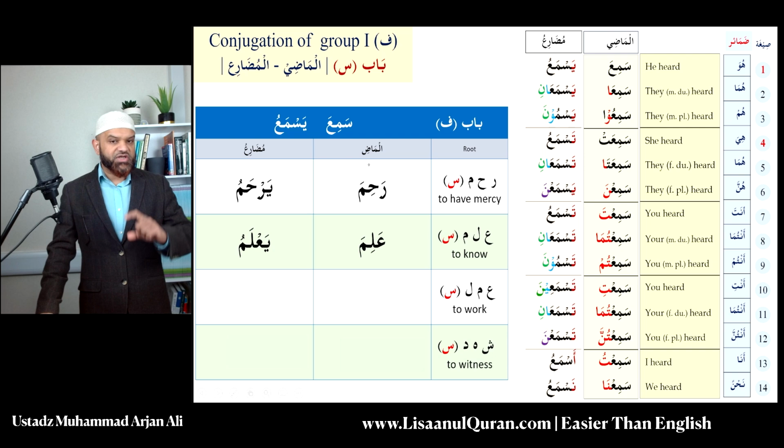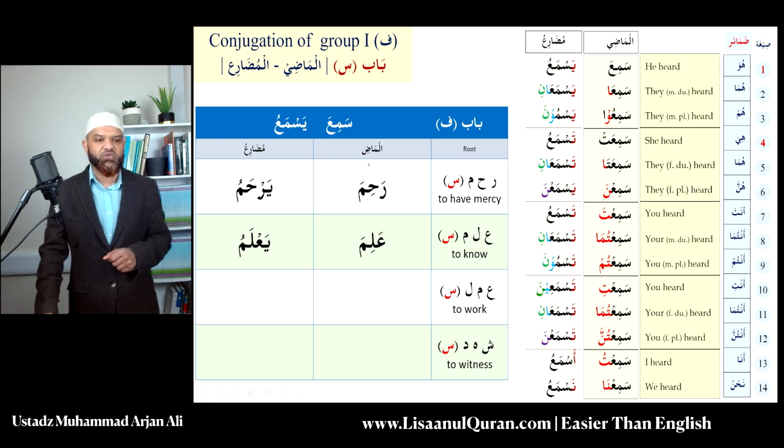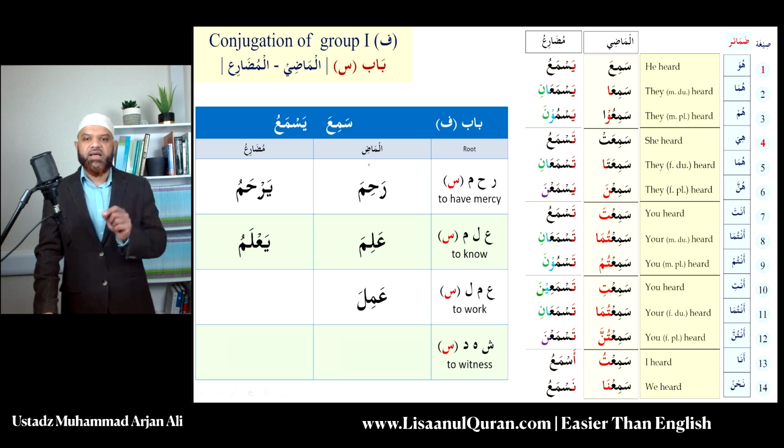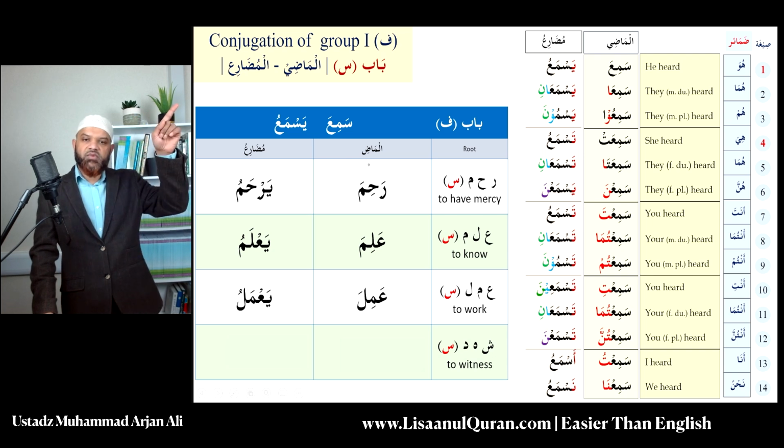We have another verb which sounds exactly the same, 3 root letters, but the order is slightly different. So pay attention to this one. We have ain, mim, and lam. 3 root letters, same as the previous one, but the order is different, meaning is completely different also. So this one means to work. Amila, the mudari will be ya'malu.